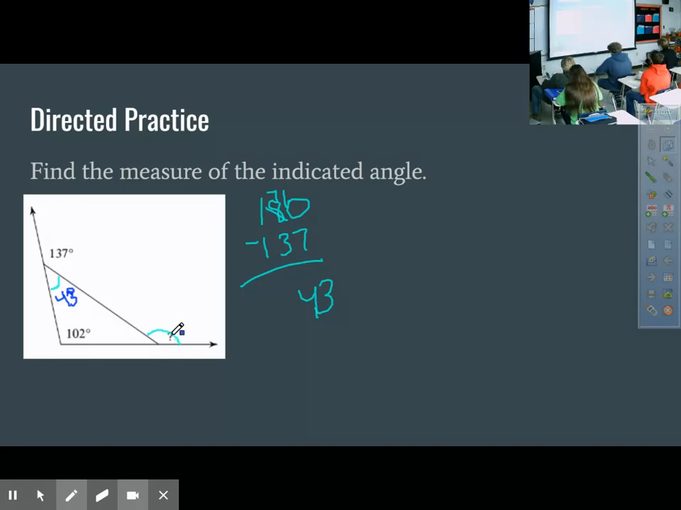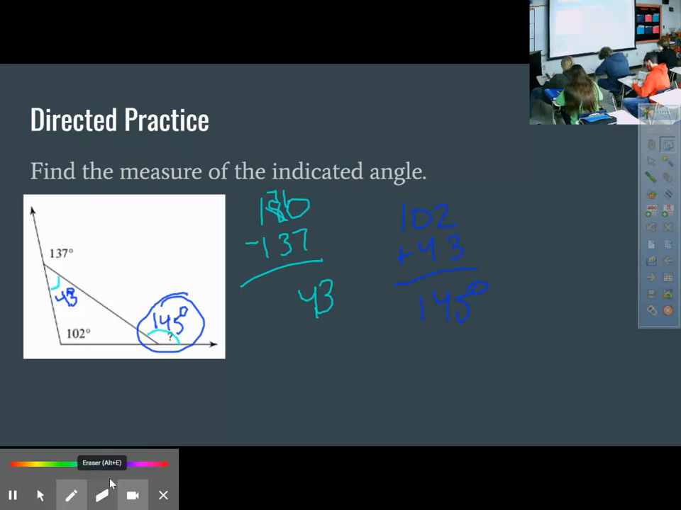Now I can use exterior angle theorem because this one's going to equal these two added together. All right, Gabby, what do you get when you do 102 plus 43? 145 degrees. So that means this angle here is 145 degrees. We did it. All right, what questions do you have for me?